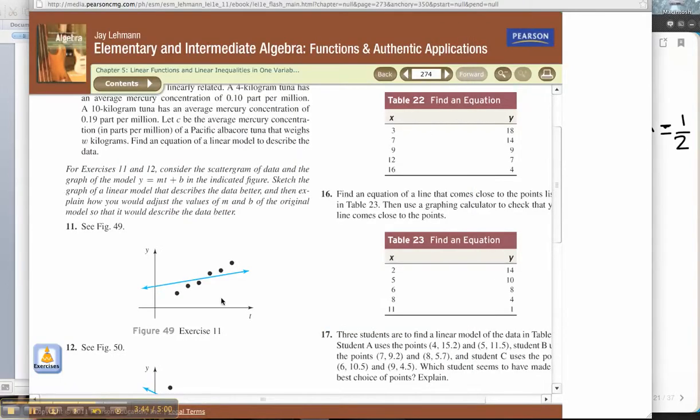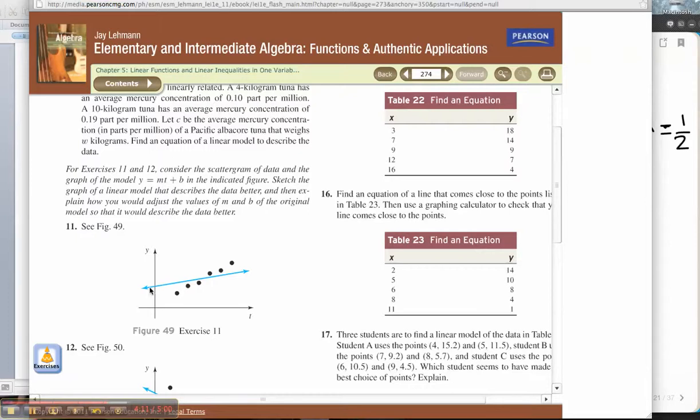So here's the exercise. And what it says is, in exercises 11 and 12, consider the scattergram of the data and graph the model y equals mt plus b in the indicated figure. And then sketch the graph of a linear model that describes the data better, and then explain how you would adjust the values of m and b from the original models that would describe the data better. So I just want to briefly talk about this.